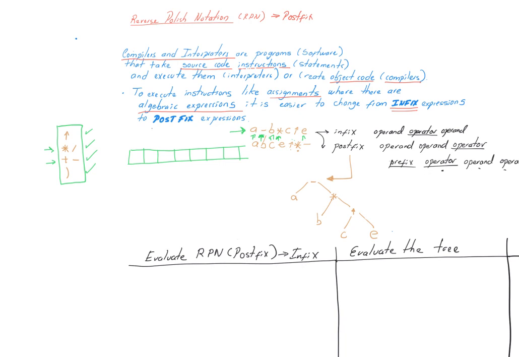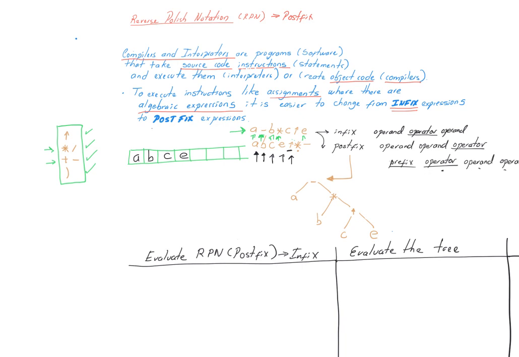So let's just start here. I start reading left to right. If I find an operand, I just put it in the stack. So I find an operand A and I put it in the stack. I find the operand B and I put it in the stack. I find the operand C and I put it in the stack. E and I put it in the stack. Now, I'm going to pop something out when I find this element here.